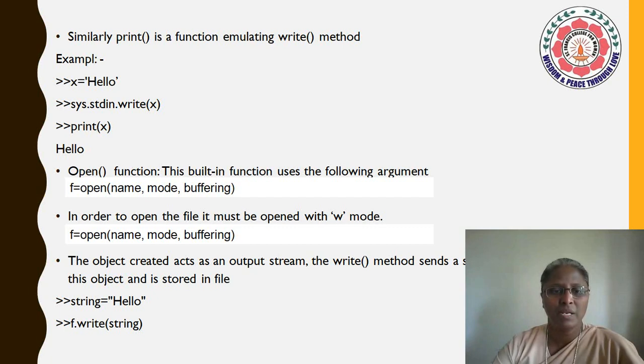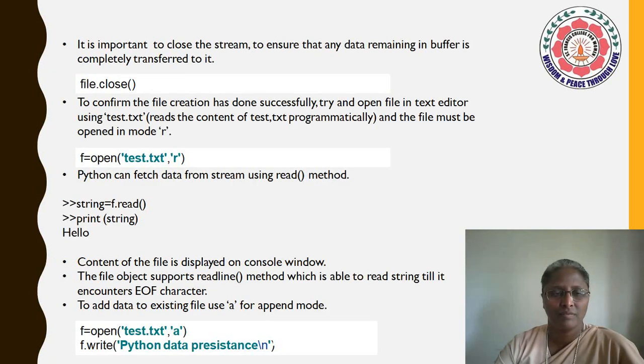Open function. This built-in function uses the following arguments: f equals open of name, mode, buffering. In order to write to the file, it must be opened with w mode. The object created acts as an output stream. The write method sends a string to this object and it is stored in the file. String equals hello, f.write of string. That is, we write hello to the file.